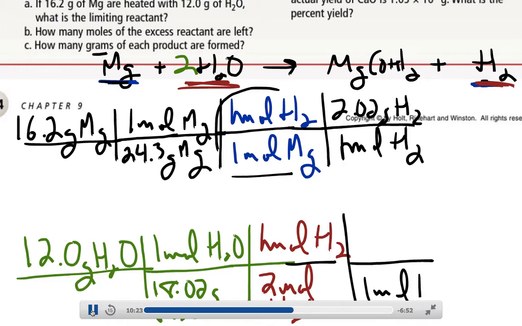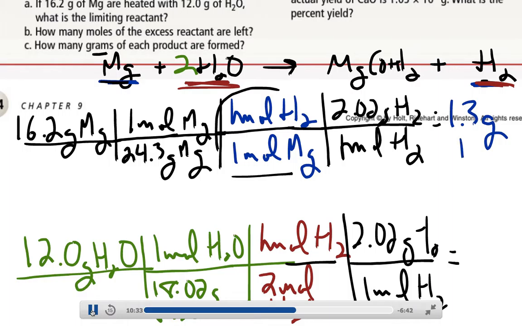And down here, the same thing, because we're solving them both for hydrogen. So up here, I get 1.3 grams of hydrogen. Actually, 1.3, but we'll cut it off. And down on the bottom, I have 12 times 2. That's 24 divided by 18. Divided by 2, I get 0.6 grams of hydrogen.